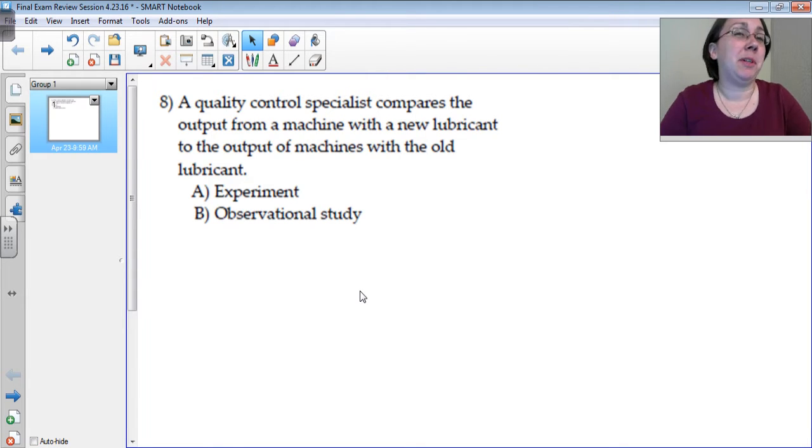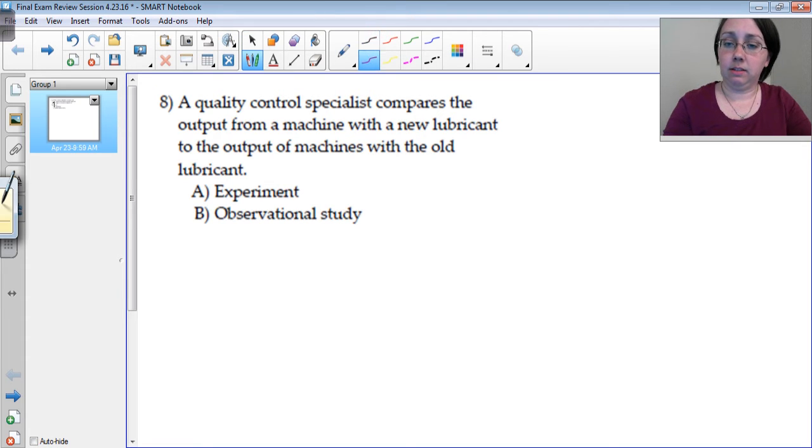So it was an experiment between lubricants. But I understand what you're saying. It is a little vague, but because they changed something, it's not like they measured fish from a pond and watched the natural effects happening. So they actually changed the lubricant. That's why it would be considered an experiment.